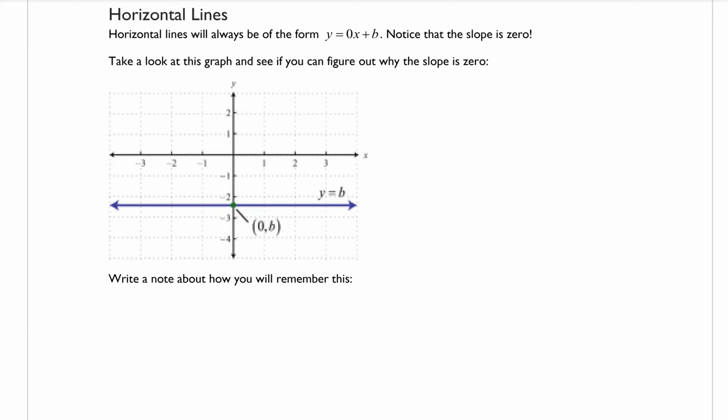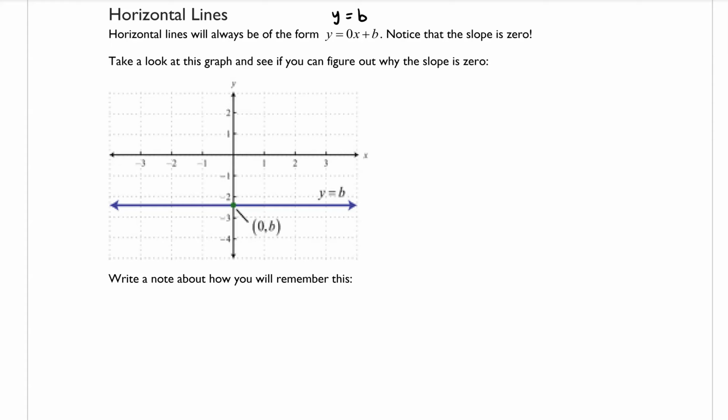Horizontal lines will always be of the form y equals 0x plus b. And as we know, whenever we multiply a number by 0, it just gives us 0. So a simplified way that we can write this is y equals b, where b is just some number. So notice that the slope is 0 here. So let's take a look at this graph and see if we can figure out why the slope is 0.